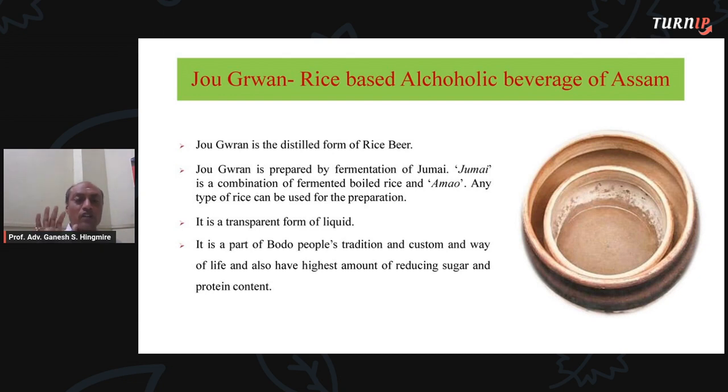We have applied for this GI. It is a transparent color. You won't find a difference between water and this product. And I've seen the entire process. It's fantastic, and in every home you can easily prepare that. That is their culture, and they have raw material available in the adjacent area, so they utilize all the raw materials for preparation of this alcoholic beverage called Jogran. Jogran is part of their tradition. Jogran is part of their culture.